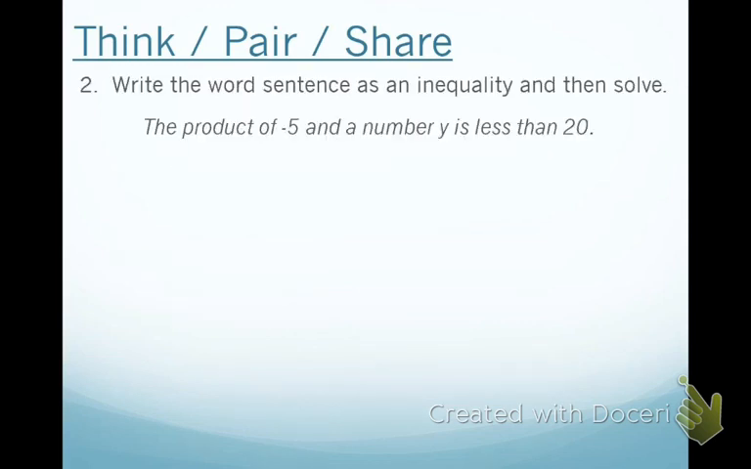All right, for the final one today, it says the product. Guys, what sign is product? Multiply. So I want to multiply negative 5 and y. What is that? Negative 5y. Good job. Is less than 20. How many of you would say you had that for your original thing? Okay. How do I get rid of multiply by negative 5? Very good. I'm going to divide by negative 5 on both sides.